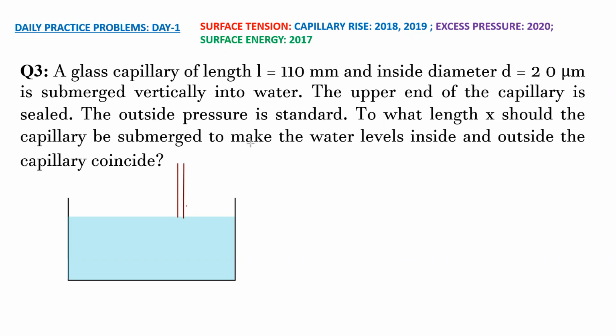So now when it is open, as you know, the water will slowly rise inside the capillary tube because of surface tension effect, and there will be some meniscus formed here. So you know all these things. Now what they are asking of us is that the upper end of the capillary tube is sealed and the outside pressure is the atmospheric pressure, that is standard pressure. To what length should we submerge the capillary to make the water level inside and outside coincide?